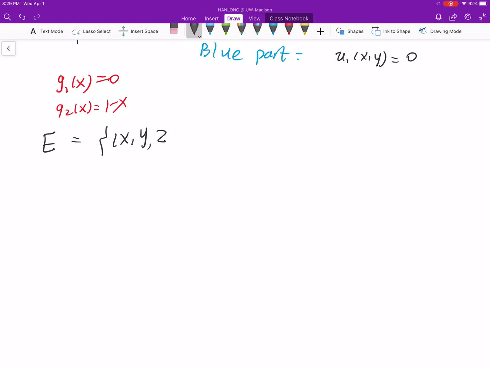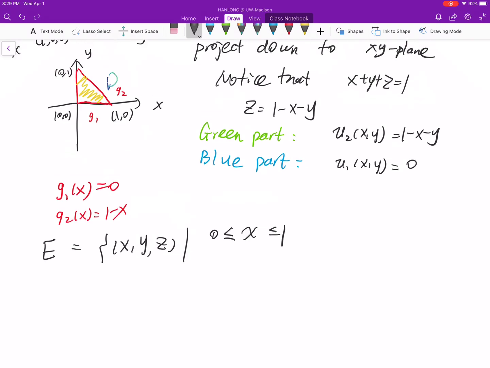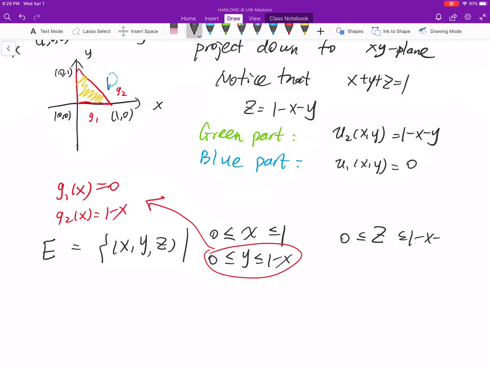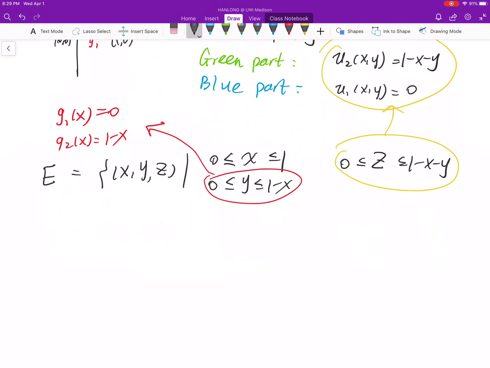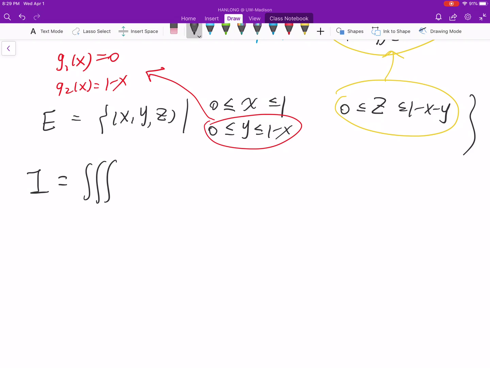can be described as follows. x is in between 0 and 1. This is from the description of D. And then y is from 0 to 1 minus x. This is because of this, and then z is in between 0 and 1 minus x minus y. This is because of this. Okay, then your integral I can be calculated as following.